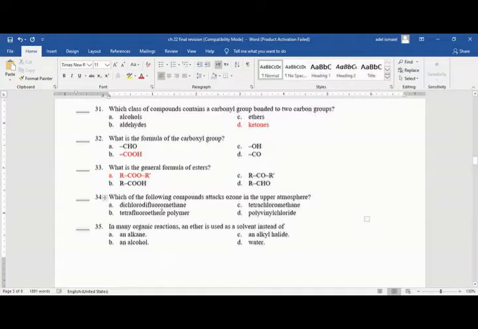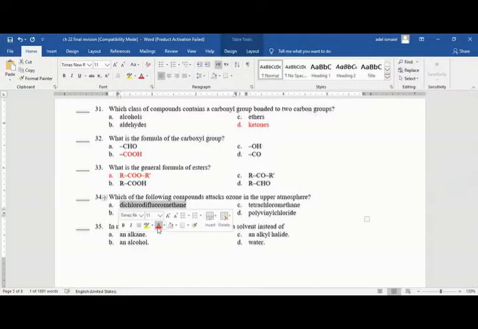34. Which of the following compounds attacks ozone in the upper atmosphere? Difluoromethane, tetrachloromethane, tetrafluoroethane polymer, polyvinyl chloride. The one that we studied is number A, if you remember that, difluoromethane. Okay.